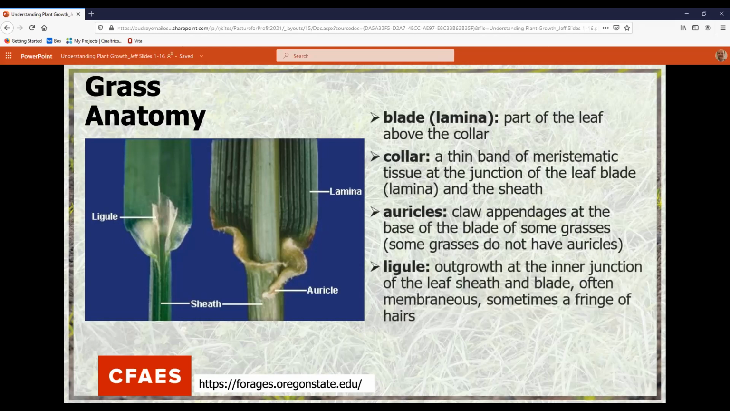Another structure, the ligule, is an outgrowth at the junction of the leaf sheath and blade. Sometimes it can be membranous, sometimes it's a fringe of hairs, sometimes it doesn't exist. So, auricles and the ligule are terms that people use to help classify and identify what the actual plant is. And finally, on the leaf, the sheath is the lower part of the leaf that actually encloses the stem or the internode.